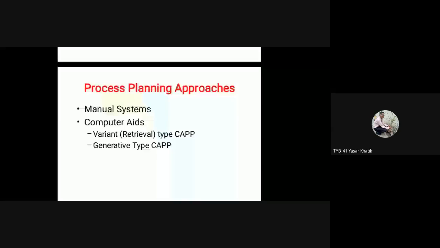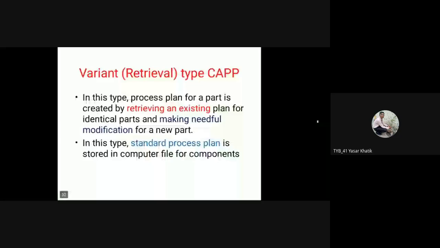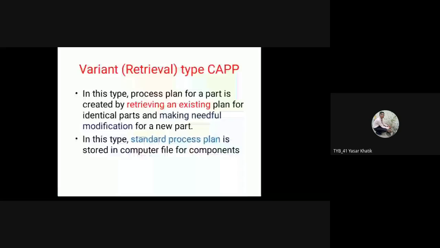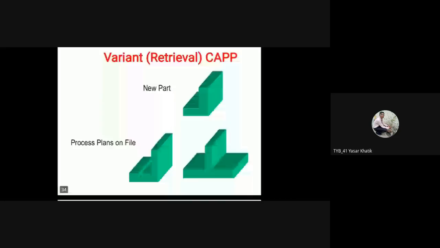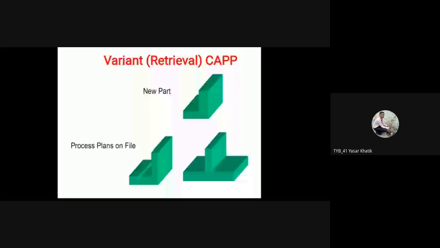Okay, so first type, that is a variant retrieval type. We have seen that. Okay, so I will show an example of this type. So this is our required, or our destination part, that is a new part. We have to achieve that new part. So we have to search for an identical design in our database.